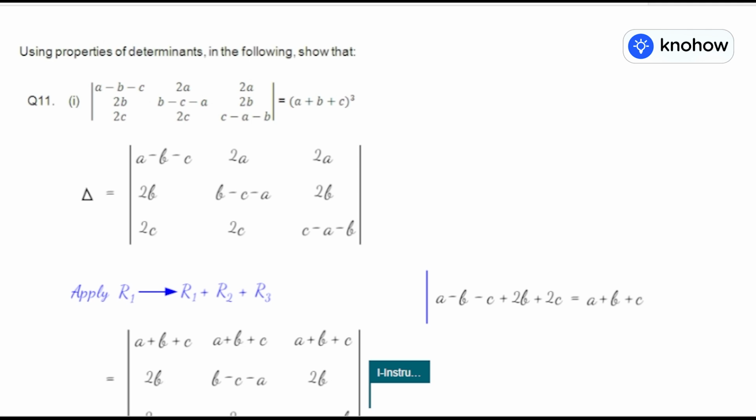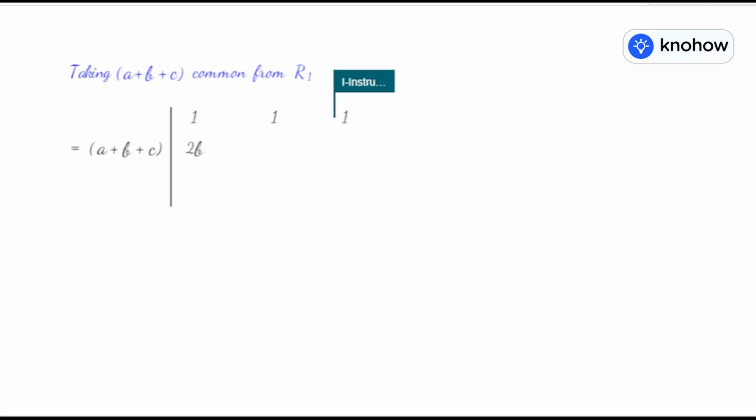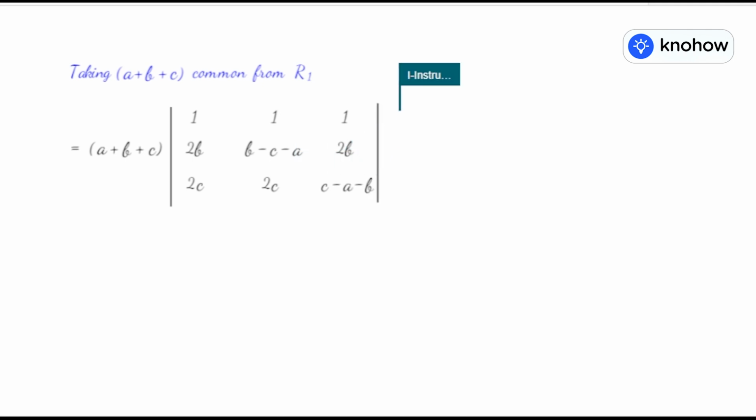Take a plus b plus c common from R1. So you get a plus b plus c, and the elements of the first row are 1, 1, 1. In the other two rows, that is 2b, b minus c minus a, and 2b. The elements of the third row are 2c, 2c, and c minus a minus b. Now what do you observe here? That all three elements of row 1 are 1, 1, 1.